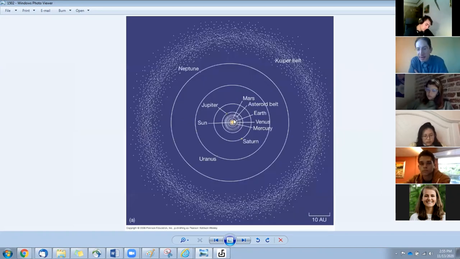Also, we need to explain the counterclockwise orbits. First of all, circular orbits. We look at this here. This is a top-down view. Everything's pretty close to circular. Yes, we know the orbits are technically ellipses, but they have small eccentricities, but for the most part, it's pretty close to circular and going in the same direction. So counterclockwise is viewed from the top. Everything's orbiting pretty much in the same counterclockwise direction. That needs to be explained.